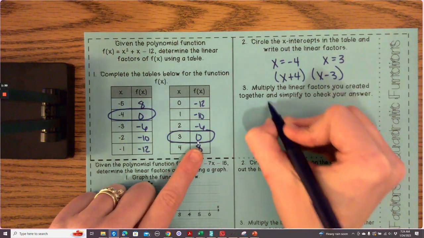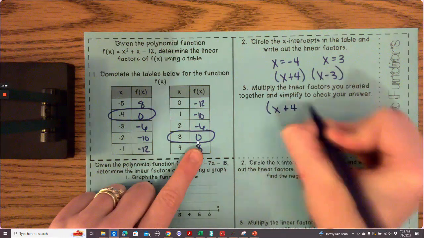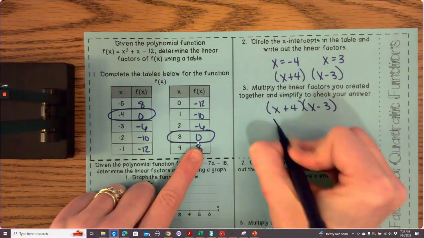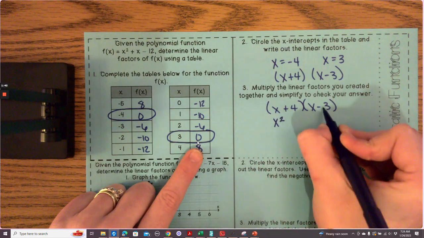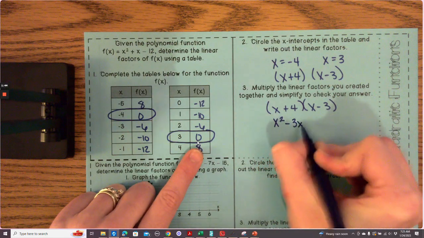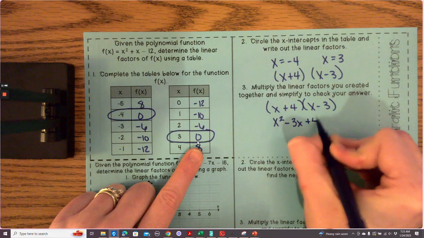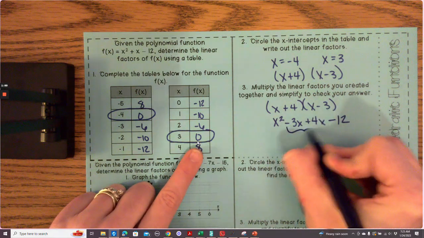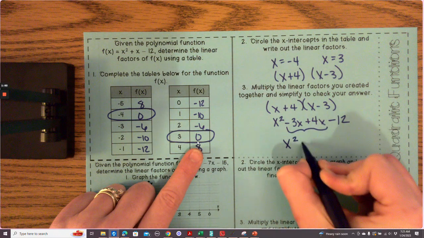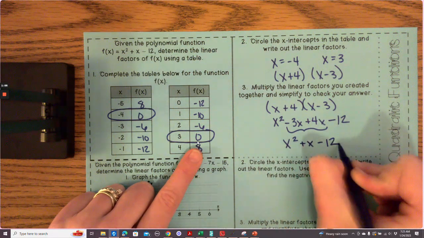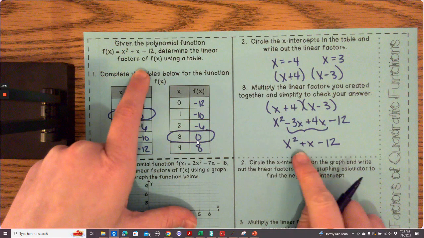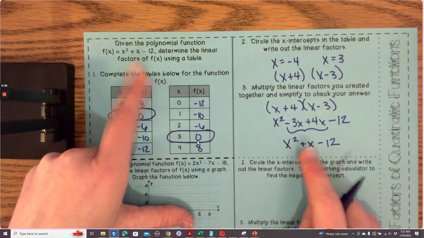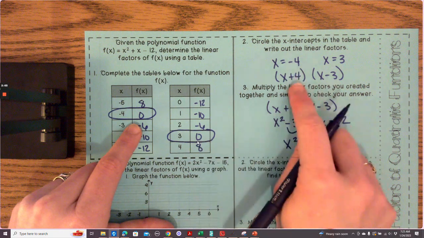And if I take those two factors and multiply them together, I'm going to use FOIL. X times x is x squared. X times negative 3 is negative 3x. 4 times x is positive 4x. 4 times negative 3 is negative 12. Combine like terms, x squared plus x minus 12. I can check to make sure that I pulled the right factors. Okay? So I can do it from a table, find the x-intercepts, write the factors.